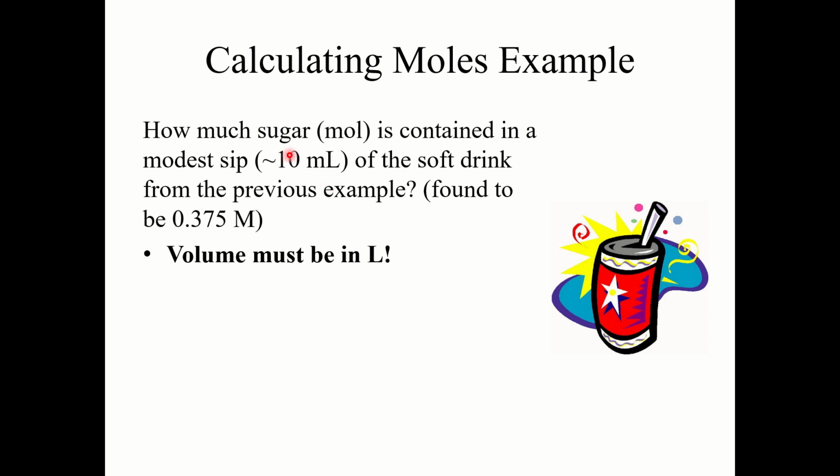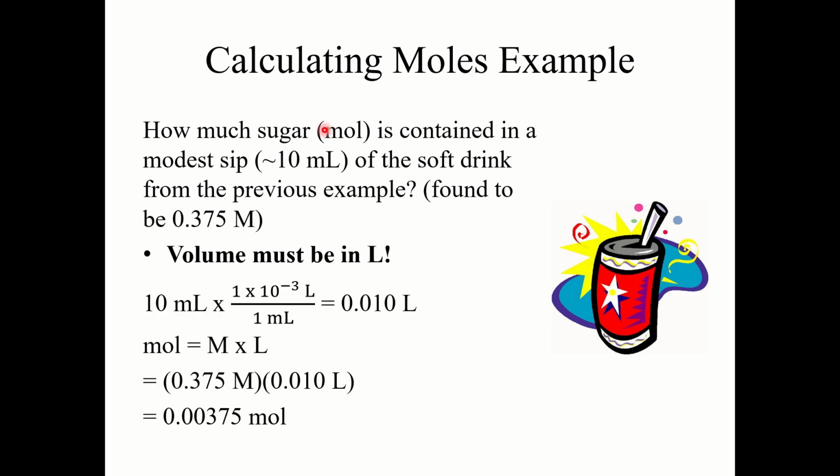Let's look at another example. How much sugar in moles is contained in a modest sip, 10 milliliters, of the soft drink from the previous example, which was found to have a concentration of 0.375 molar? So here we are trying to find moles. First, again, you should take that volume, 10 milliliters, and convert it to liters. So that would be 0.010 liters.